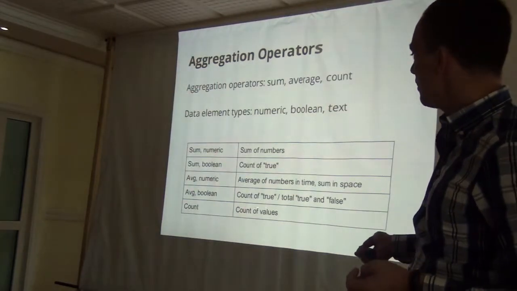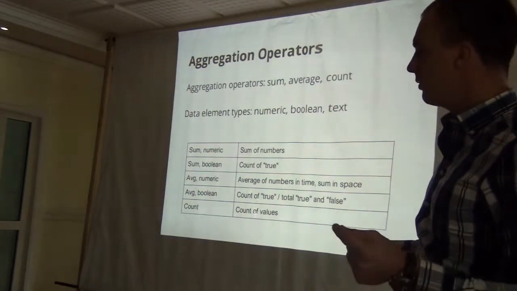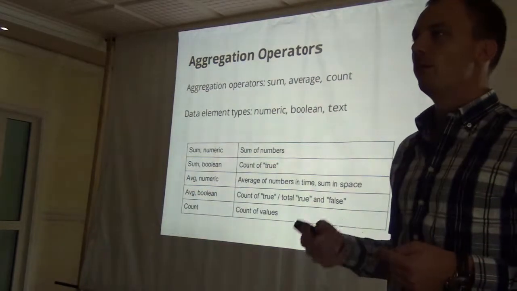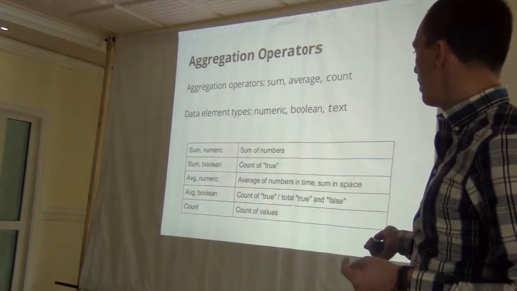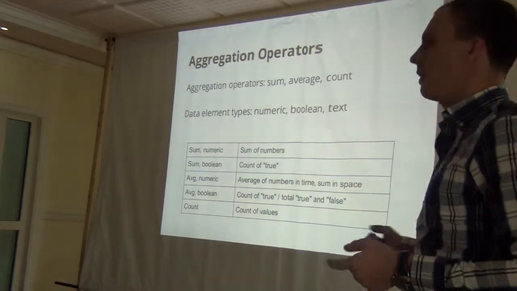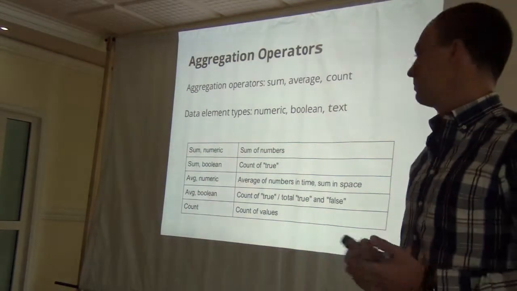And then in that case, you take the count of yes divided by the total number of values. It's this count of yes divided by count of yes and false. That is the number of data values you have.